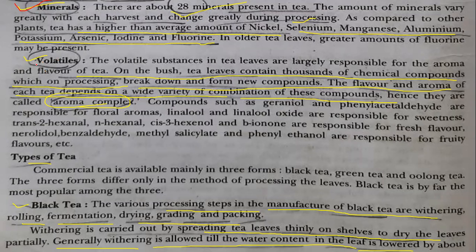Then some volatiles, which give aroma. The volatile substances in the tea leaves are largely responsible for the aroma and flavor of the tea. On the bush, tea leaves contain thousands of chemical compounds, which on processing break down and form new compounds. The flavor and the aroma of each tea depends on a wide variety of combinations of these compounds. Hence, they are called aroma complex.